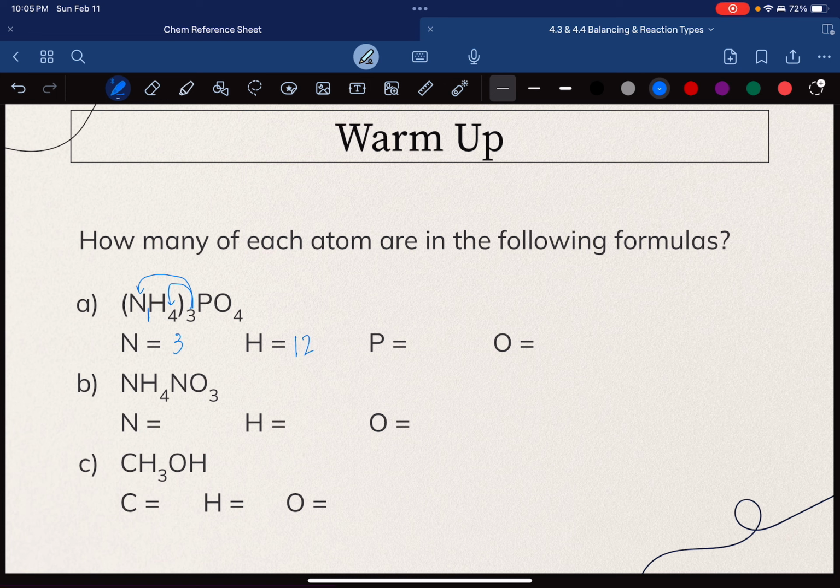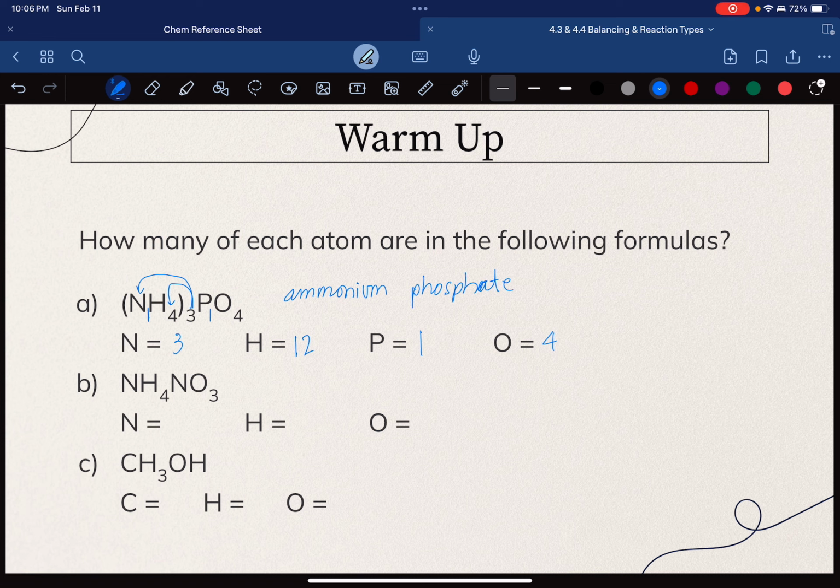The PO4 is not in any parentheses, so there's no multiplying that needs to be done, and P doesn't have any number, so it's an invisible 1. You got 1 phosphorus, and you have 4 oxygen. If you wanted to name this, it's ammonium phosphate. So this is 2 polyatomics.